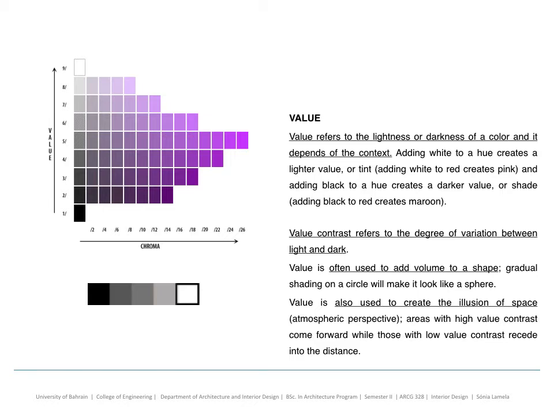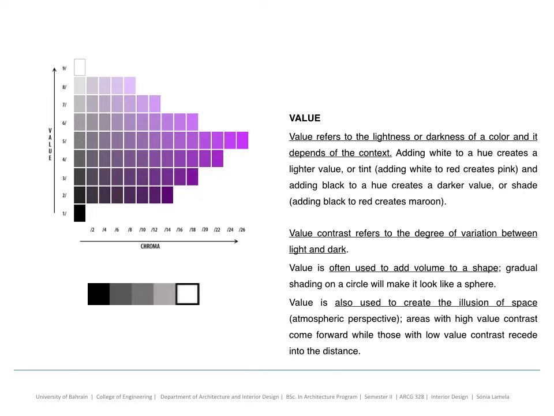Now the second property is the value. And here you have a graphical representation. You can see the value in a vertical way that approaches more towards the white or towards the black down in the base, and then to a particular kind of chroma in this range of purples. And the value refers to the lightness or the darkness of a color, and actually depends on the contrast and the context that it's involved in.